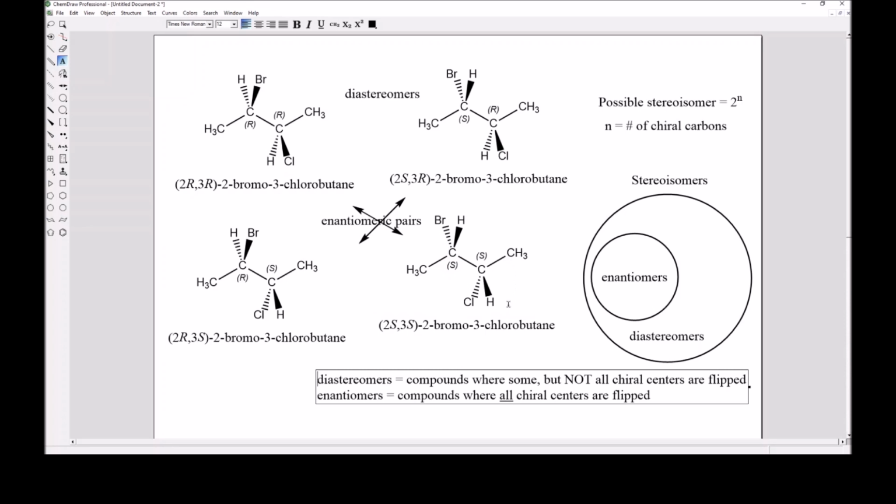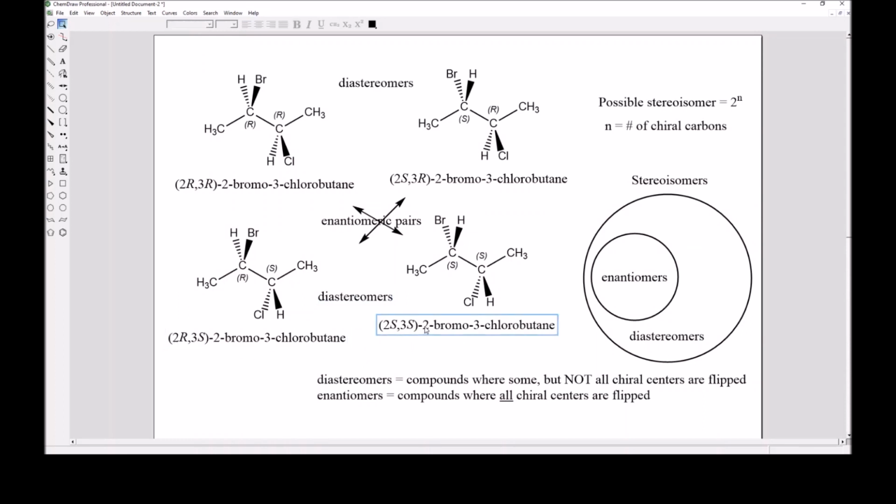So I just go through and look at the chiral centers. If they're all flipped, then they're enantiomers. And if some of them are flipped, then they're diastereomers. So this pair up here is a diastereomeric pair. The pair across the bottom, they're also diastereomers of each other. This is RS, this is SS. I changed one, but not both of my chiral centers. And then the vertical pairs, these right here are diastereomers of each other, and these right here are also diastereomers of each other.